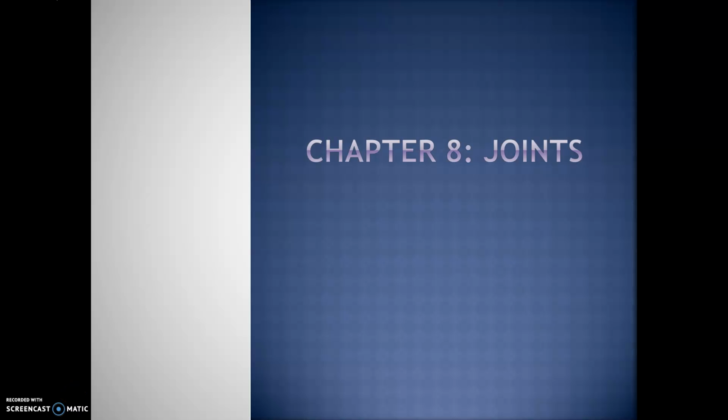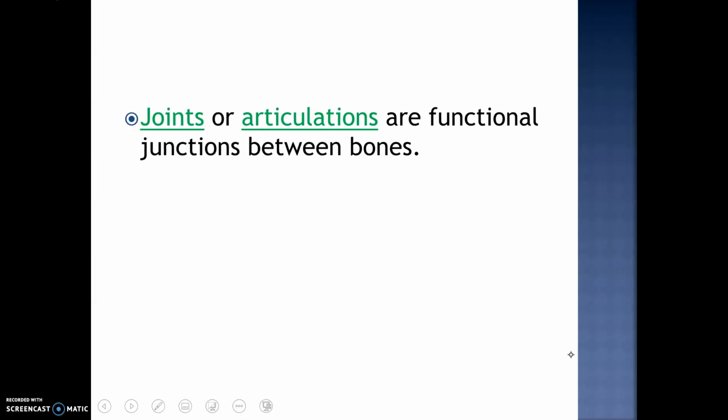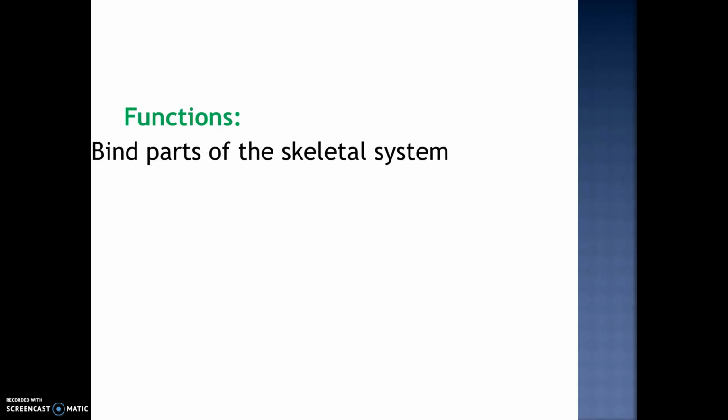Hi everyone, so we're going to start our next unit called joints. This is very closely related to our skeletal unit, but talking a little bit more about their connections here. So joints or articulations are functional junctions between our bones. So we're going to talk about these different junctions here.